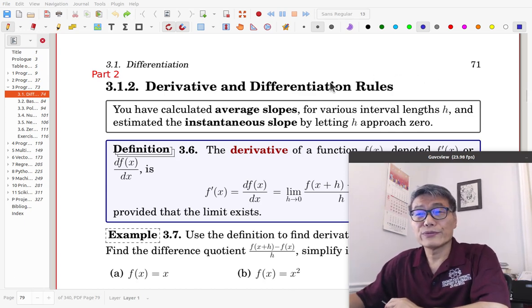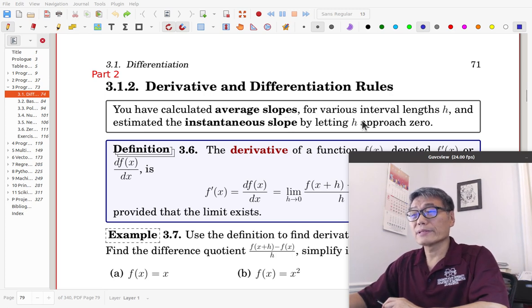It is part 2 of section 30.1, derivative and differentiation rules. In the first part of the section, you learn to calculate average slopes for various interval length h and estimated the instantaneous slope by letting h approach 0. Here we summarize to define the derivative of a function.